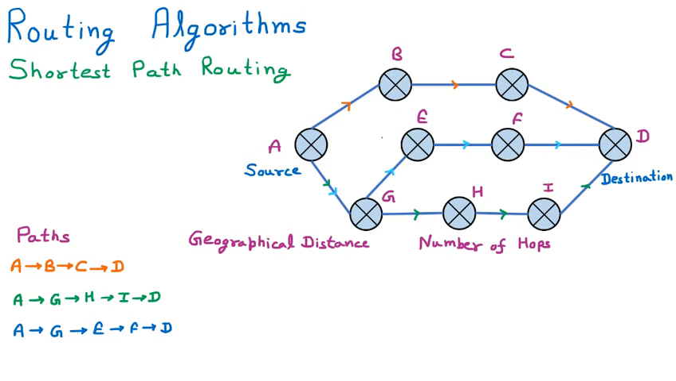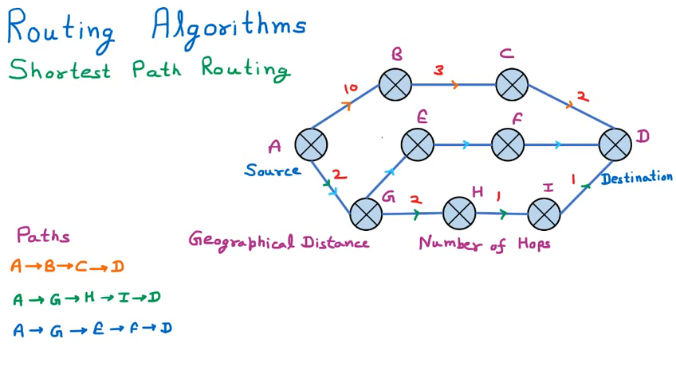Now we are going to provide some cost here. From A to B we have the cost, let us suppose 10. Then B to C the cost is 3. C to D the cost is, let us suppose, 2. Then from A to G the cost is 2. G to H the cost is 2. H to I the cost is 1. And I to D, again the cost is 1.